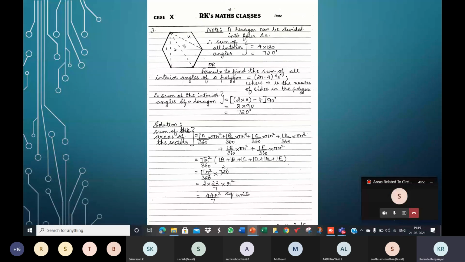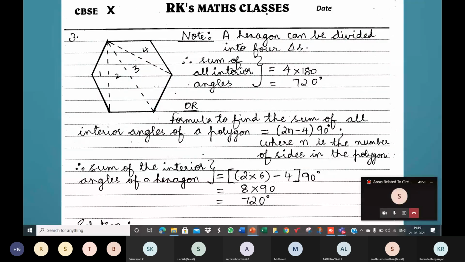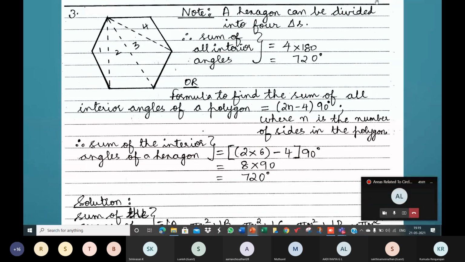Now let's see the answer. So you can do it like this. This is what we just discussed. Or you have the formula here, 2n minus 4 into 90. Or you can call it n minus 2 into 180. 2n minus 4 into 90 is the same as n minus 2 into 180.